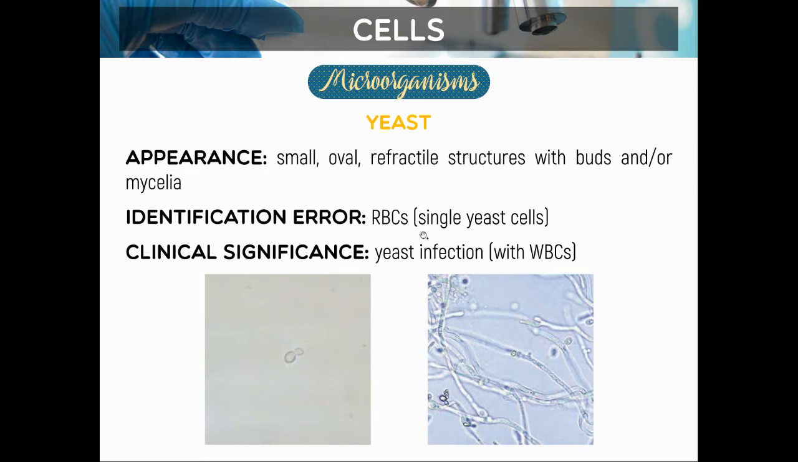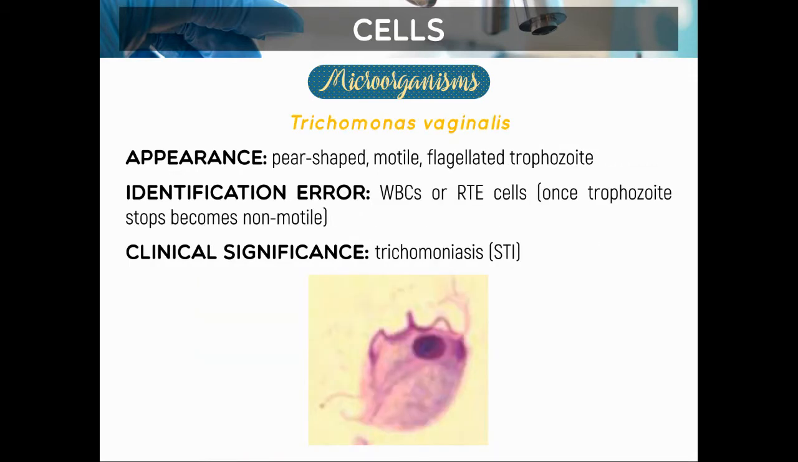Identification error: RBCs, since single yeast cells tend to appear as RBCs. And the clinical significance is infection with WBCs. Again, there should also be an increased number of WBCs in our urine.